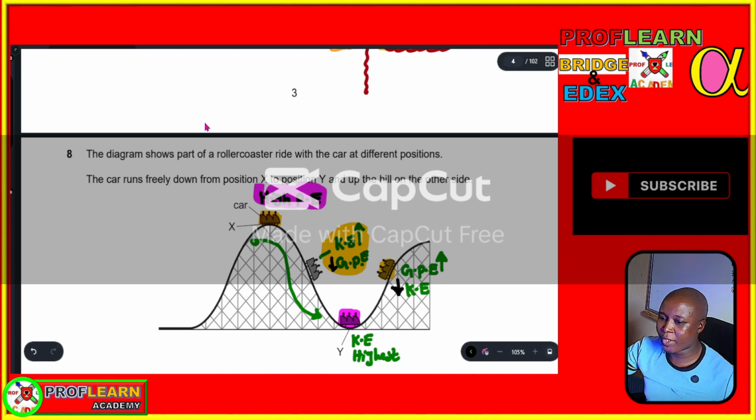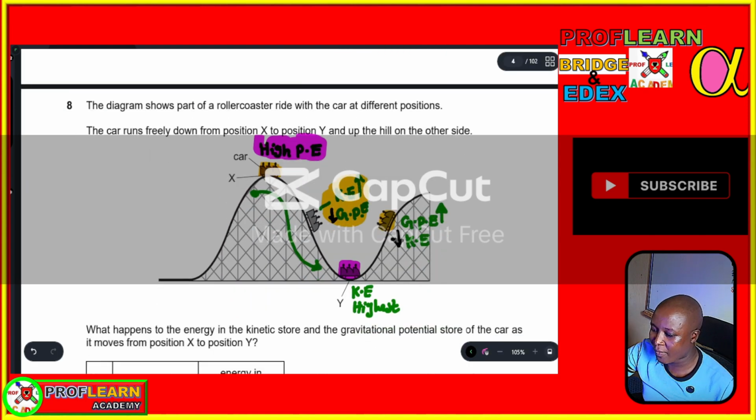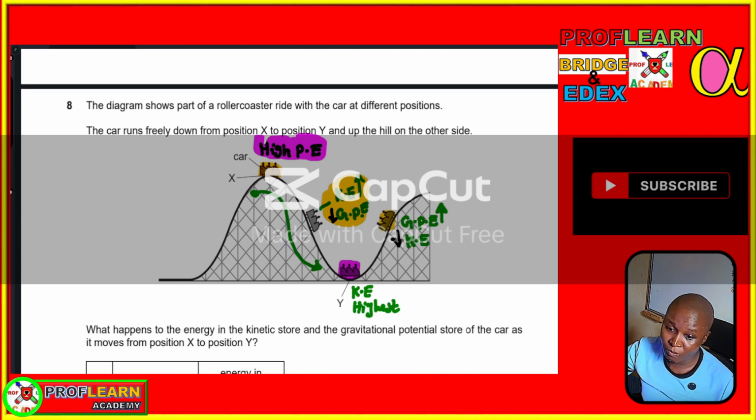Question number 8, we need to remember the concept of the law of conservation of momentum. And the law of conservation of momentum says that momentum before collision is equal to momentum after collision. I think I've jumped the gun there. We need to remember the law of conservation of energy. I'll talk about the law of conservation of momentum later, but at this given point we shall focus on the law of conservation of energy.